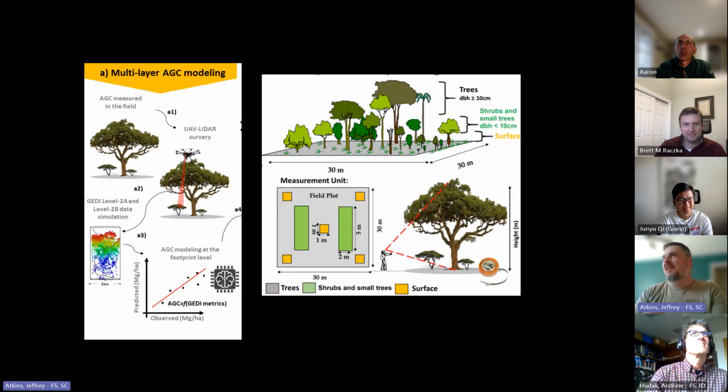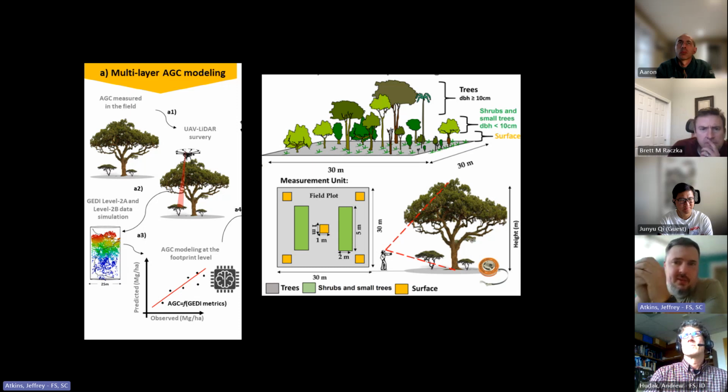All right, so bearing down a little bit into each method step by step, which I think would be of interest here, the first is being able to build a multi-layer above ground carbon model. This was informed from field data collected in 2019. On the right side is the breakdown of how these data were collected.